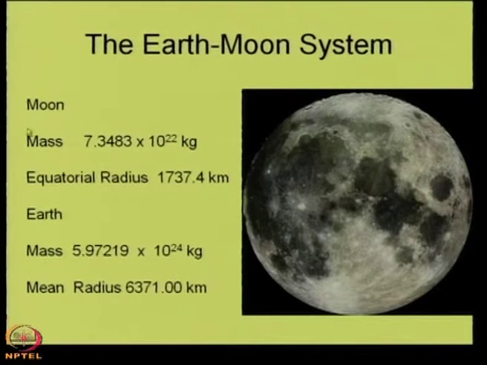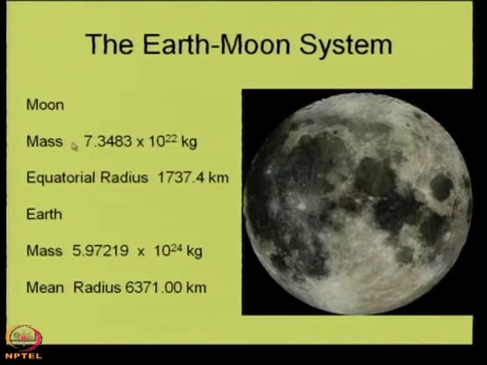This shows you a picture of the moon. It appears as a white circular disk on the sky, but it is not uniform. There are craters on the moon, which you can see over here. So, the moon has its own structures on the surface.